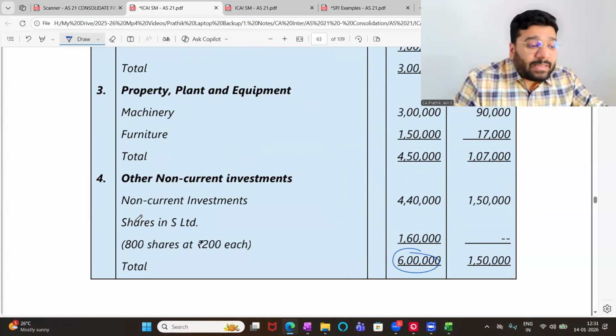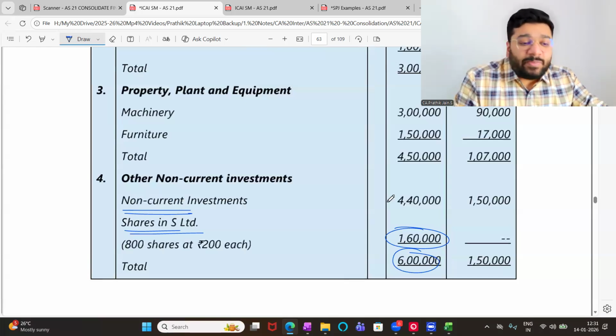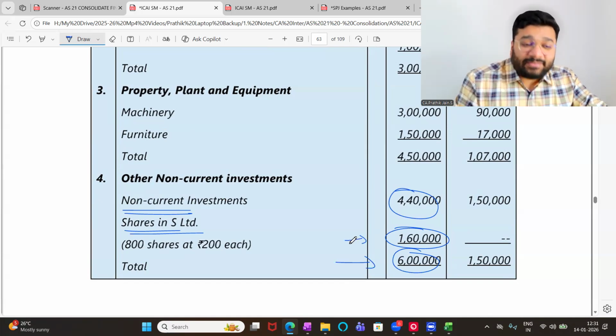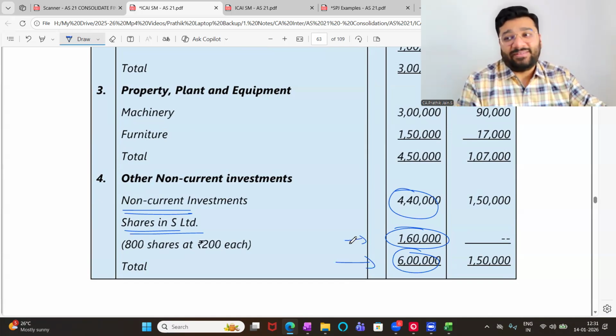In that, the investment in subsidiary is how much? 160. Investment other than subsidiary is how much? 440. So while calculating goodwill CR, will you take 6 lakh or 160? 160. But you said 6 lakh. You fell into my trap. Who said 440?